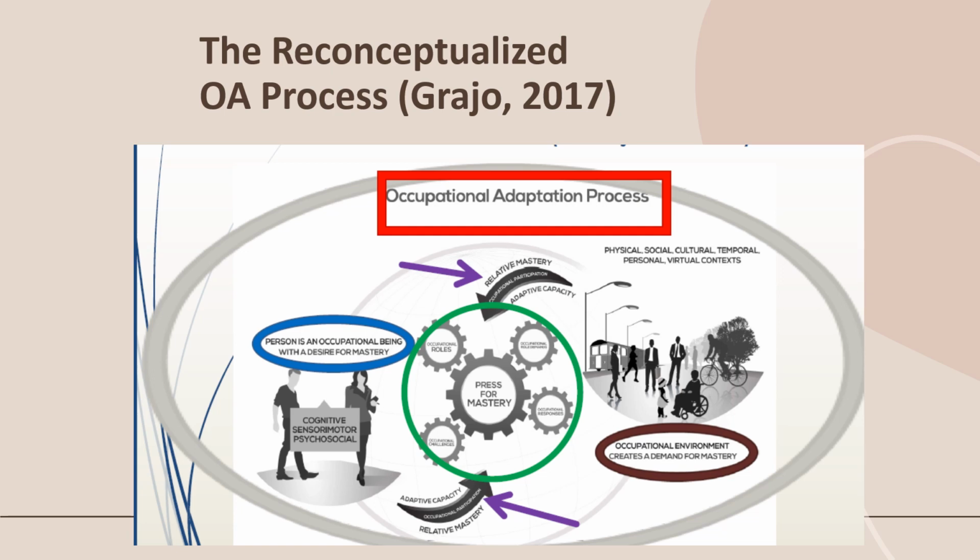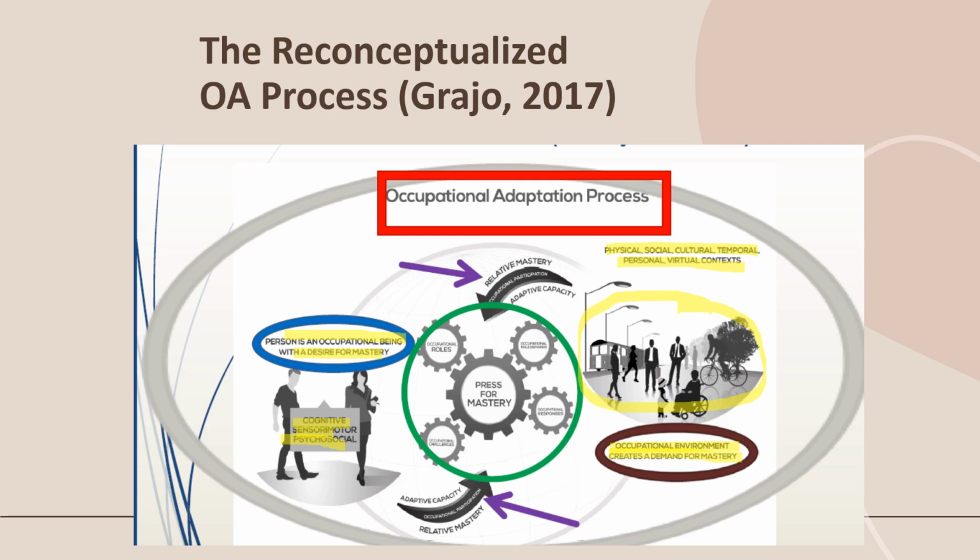So on the left, you have the person. And with the person, you have the person as an occupational being and with a desire for mastery. And within the person, you have cognitive, sensory motor, and psychosocial constructs. Then over here on the right, you have the environment. And in the environment, you have the occupational environment, is what they call it. And it is the physical, social, cultural, temporal, personal, and virtual contexts. And this creates a demand for mastery.